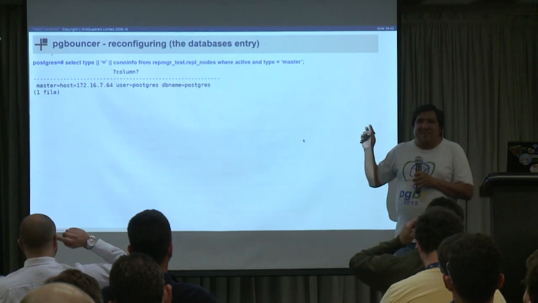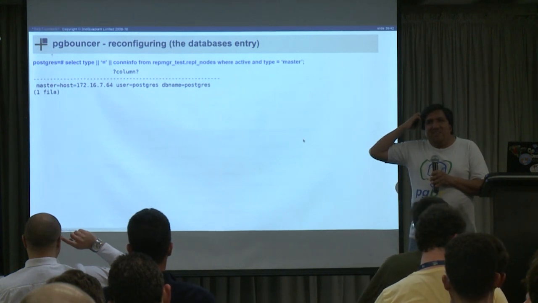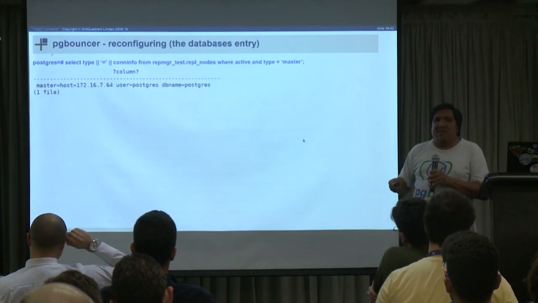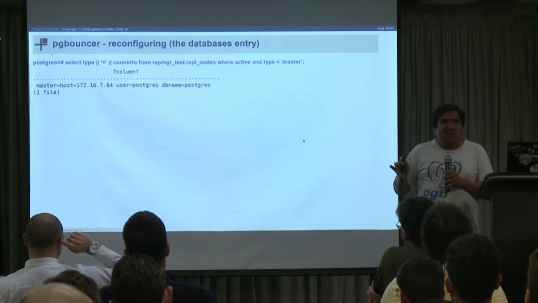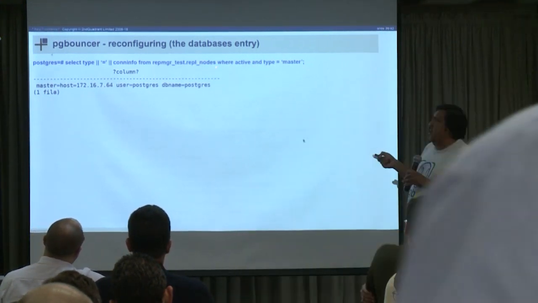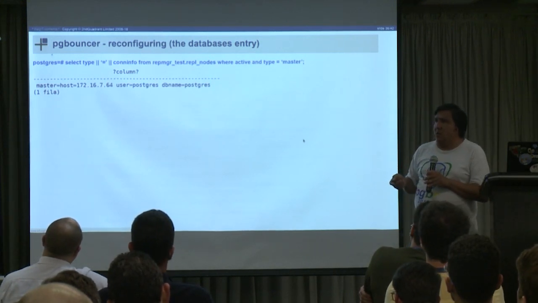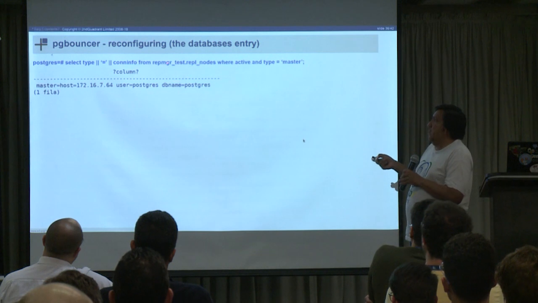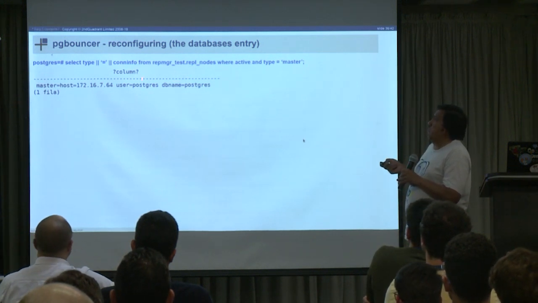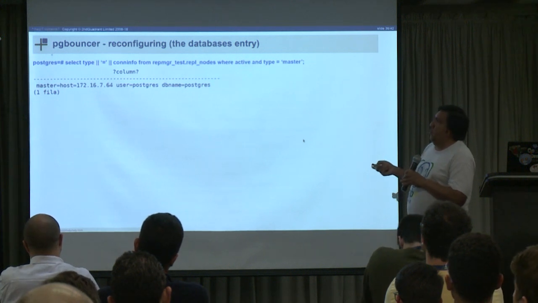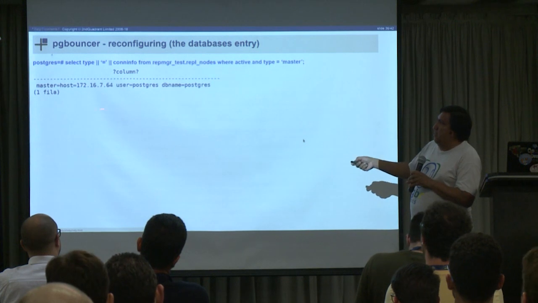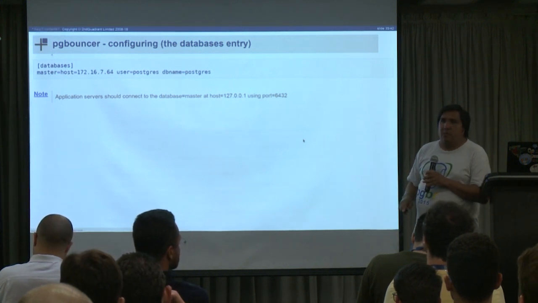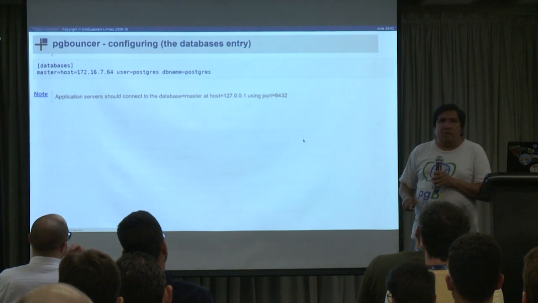Okay, this is an old version of the query because it's using repmgr cluster and cluster name doesn't exist anymore in repmgr. The schema is called repmgr only, and the table is named nodes, right? Yeah. So you need to query repmgr.nodes, okay, instead of this one. And the rest I think is correct. What this query is proving is that I can generate the same line that I need to put in the database section of pgbouncer.ini, which is very good.